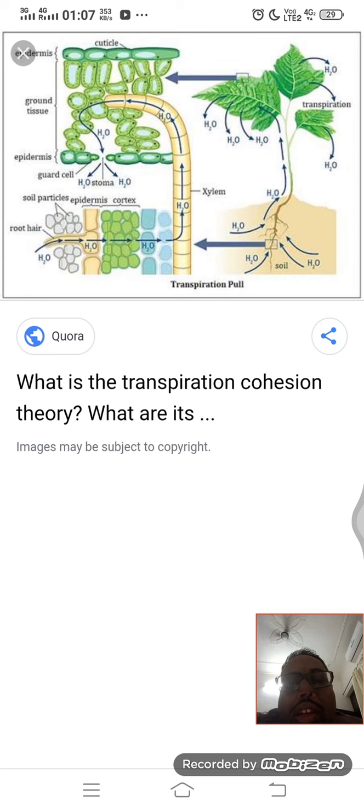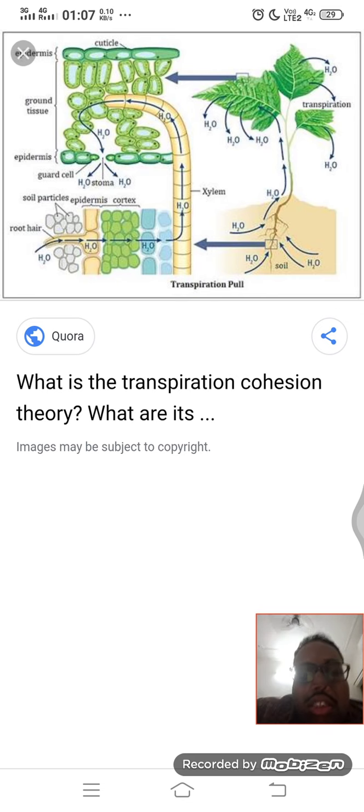So the diagram which I have shown above is the best diagram to explain how water is conducted by the plant, and this theory is known as transpiration pull theory. It's very simple, and you know that transpiration means loss of water through the stomata of a leaf.